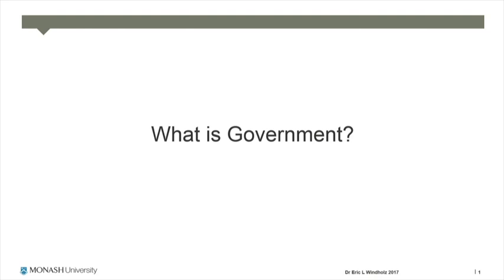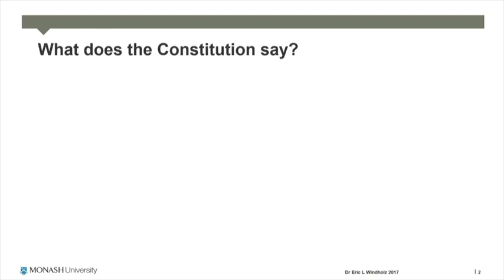In this video, you will be introduced to the concept of government understood from the Australian public law perspective. The starting point for nearly every discussion of Australian public law is the Australian Constitution. So what does it say about government? Well, quite a lot. For present purposes, let's focus on four aspects.